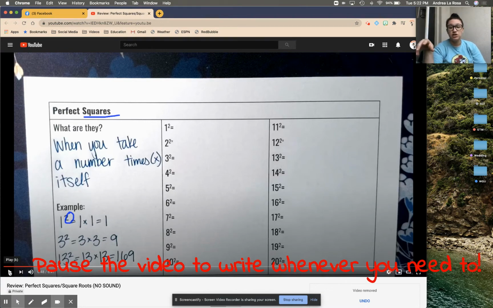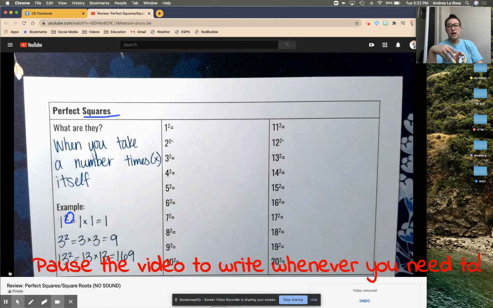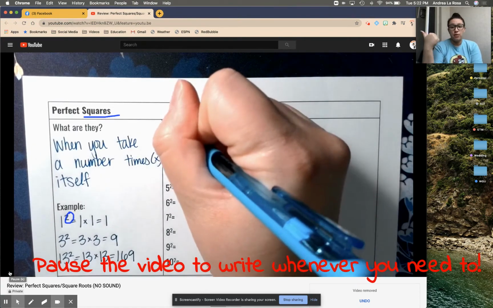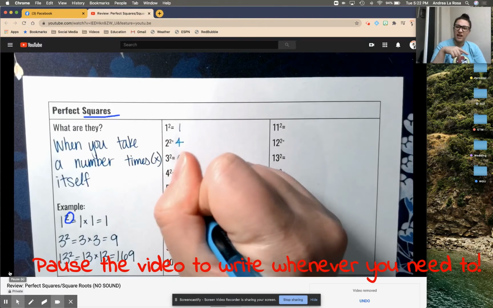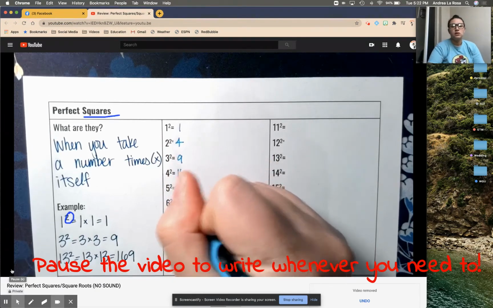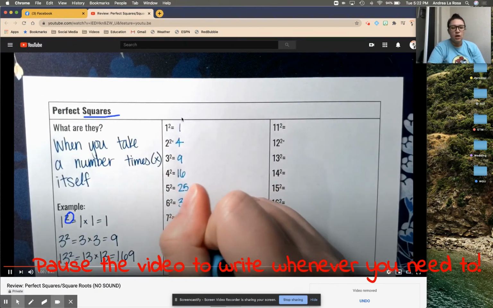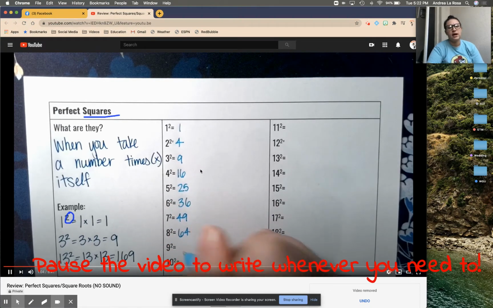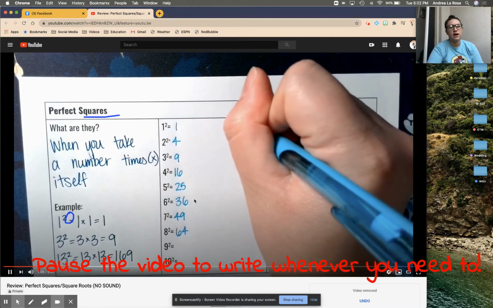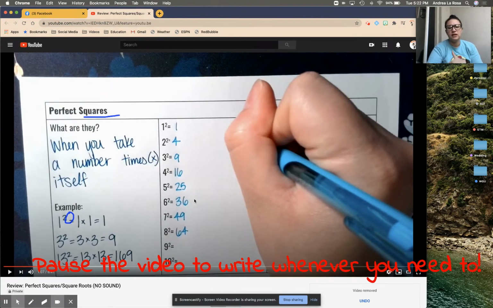So I made this quick chart like we did last year for you guys to help you memorize them, or to make sure that if you are multiplying it out, you can go back and check it to make sure you did it right. So if we come look over here, 1 squared is 1, 2 squared is 4, 3 squared is 9, 16, 25, 36, 49, 64.